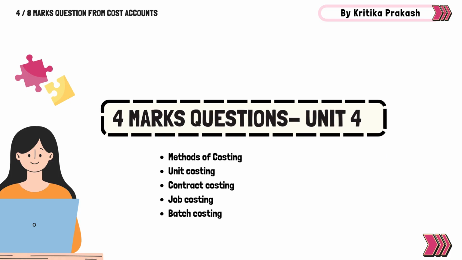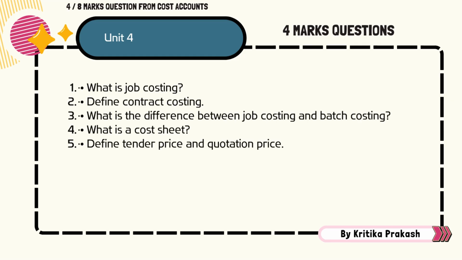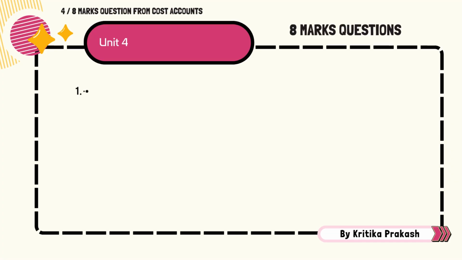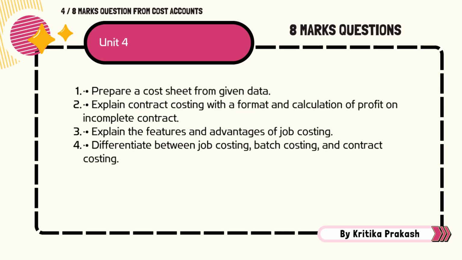So the 4 marks questions are: what is job costing? Define contract costing. What is the difference between job costing and batch costing, and what is a cost sheet? Define tender price and quotation price. The popularly asked 8 marks questions from this unit are: prepare a cost sheet from the given data, explain contract costing with a format and calculation of profit on incomplete contract.